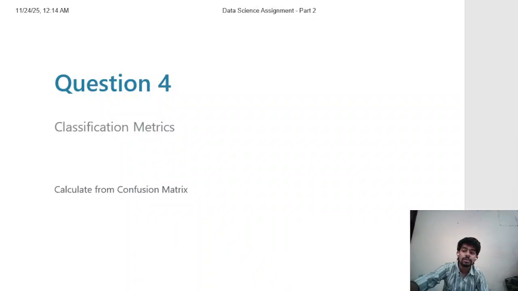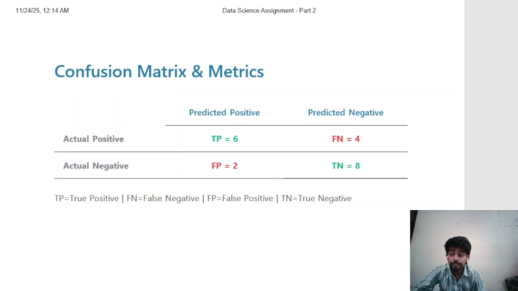Let's see the question fourth. Now let's move to question fourth, which requires us to calculate classification metrics from a confusion matrix. A confusion matrix is a table that shows how well a classification model performs.